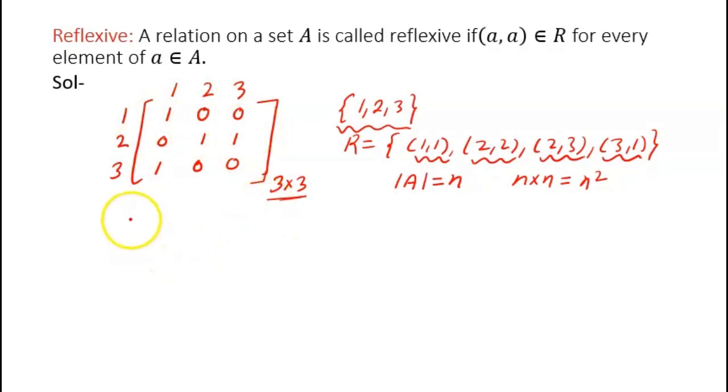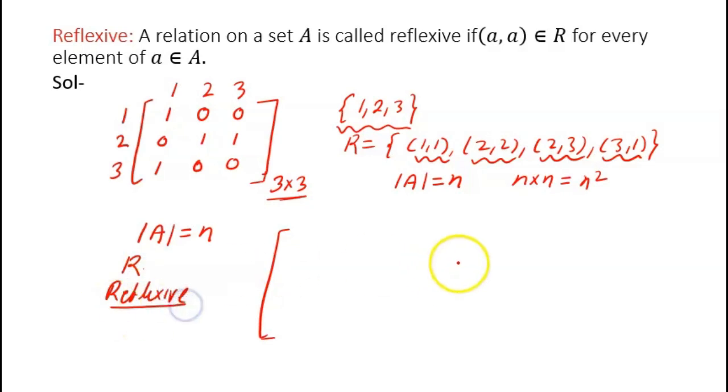Fine. Now the next thing that we are going to talk about is how to count the number of reflexive relations. So suppose that we have a set A and the number of elements in the set A is equal to n. So if I write the matrix representation, suppose we have a relation R which is reflexive. I hope you know the definition of a reflexive relation, that a relation on a set A is called reflexive if (a, a) belongs to R for all elements a that belong to the set A.